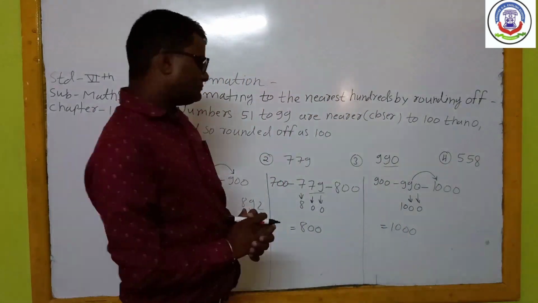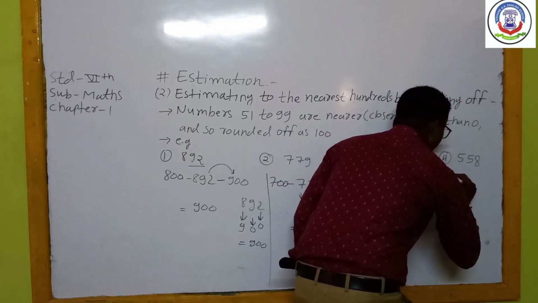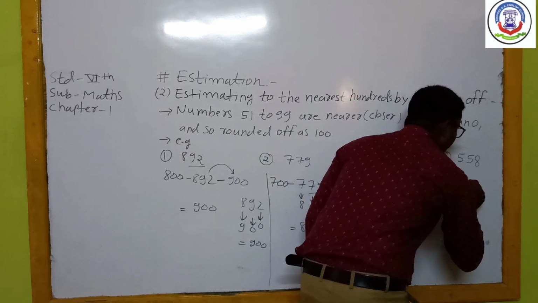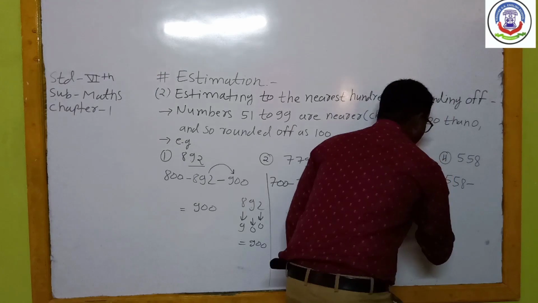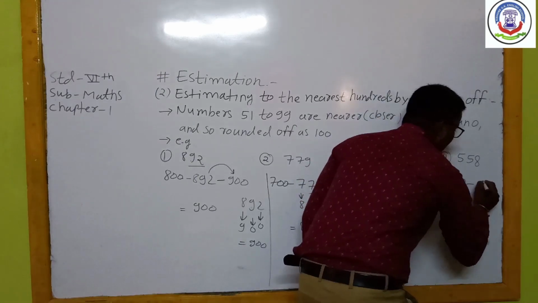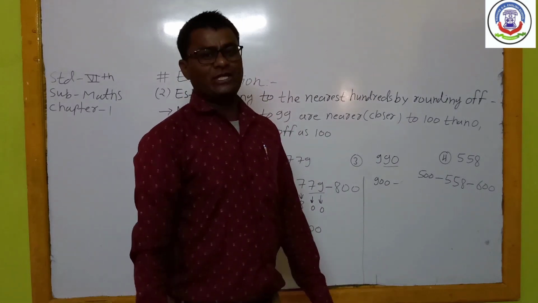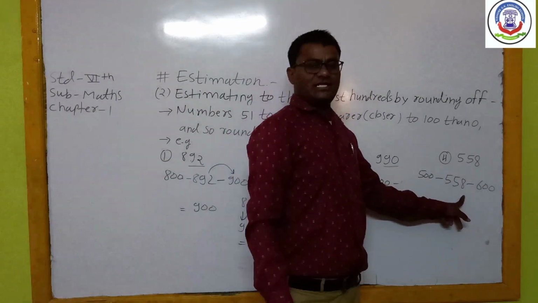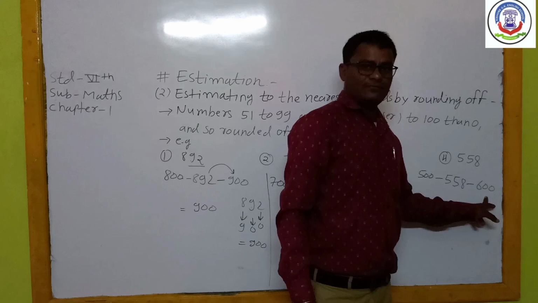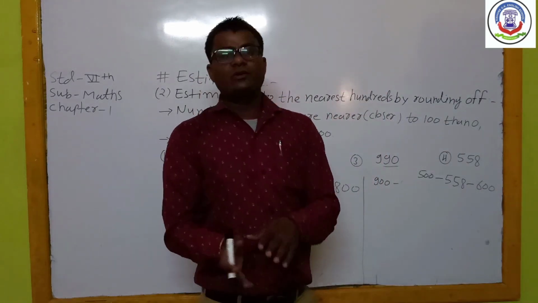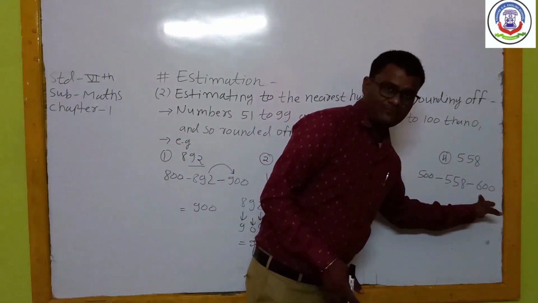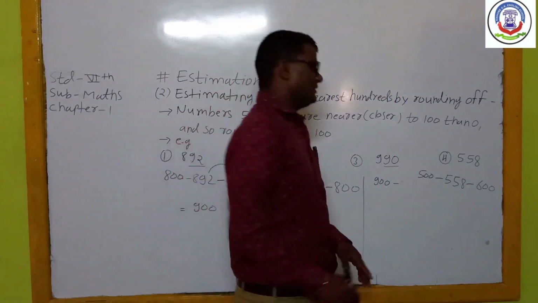Okay students, in question 4, you know 558 lies between 500 and 600. Okay students, you clearly know that 558 is nearer to 600. So the rounded off number is 600. Okay, this is the first method.